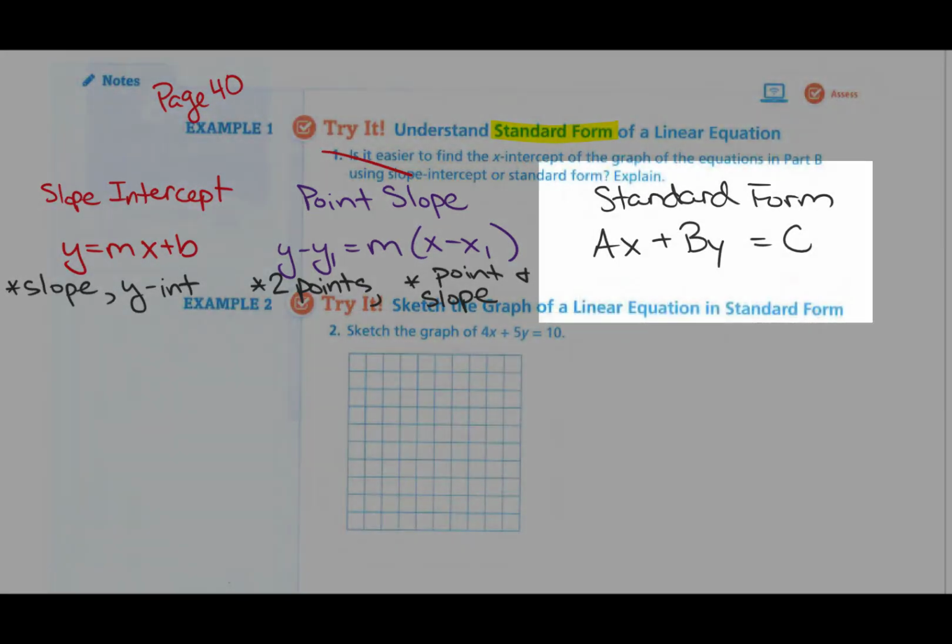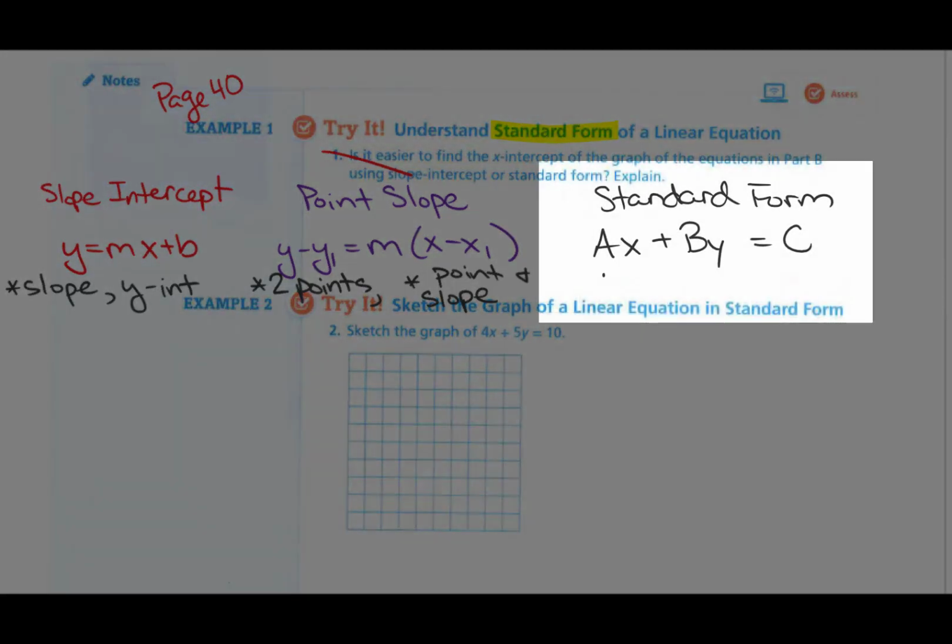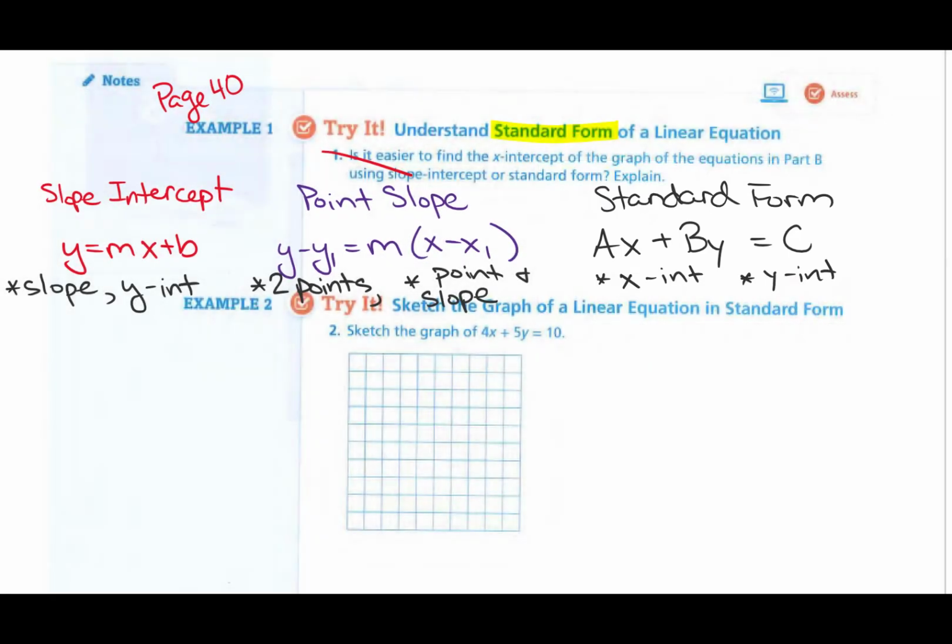Now your standard form, where this is going to come in handy, is helping us with our x-intercepts, haven't used that in a while, and the y-intercept. That's how we're going to utilize this form when we try to graph an example 2. Let's give it a try.